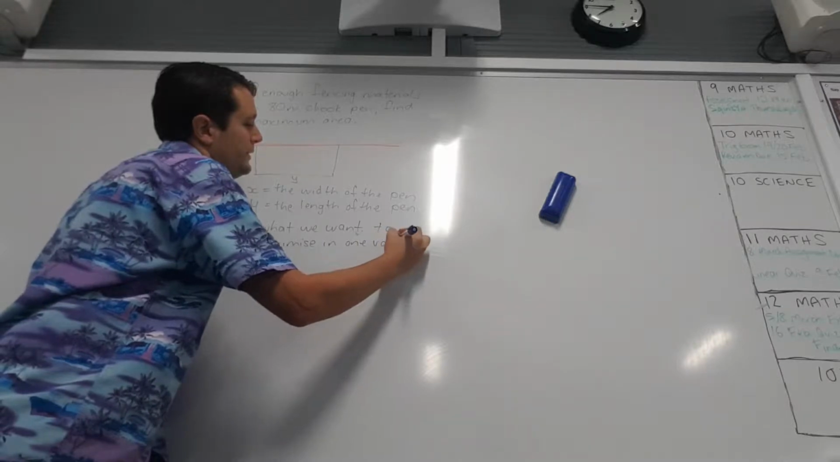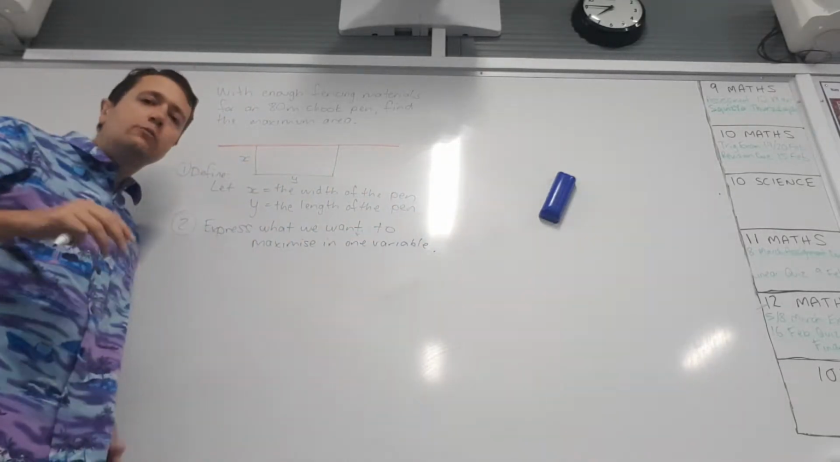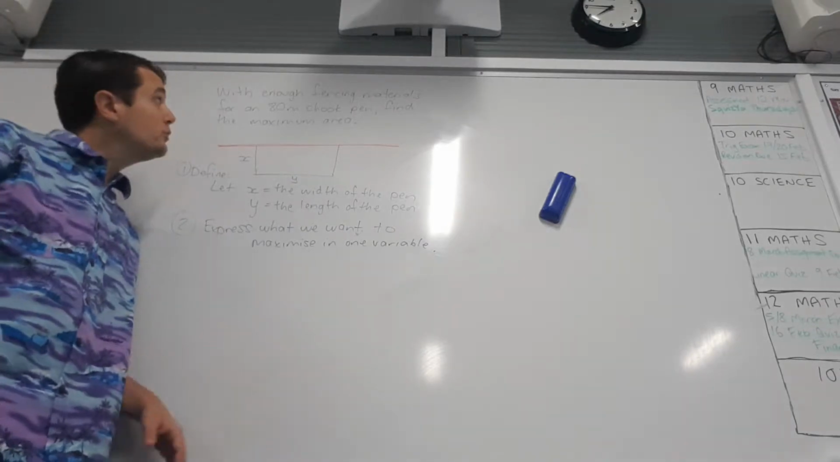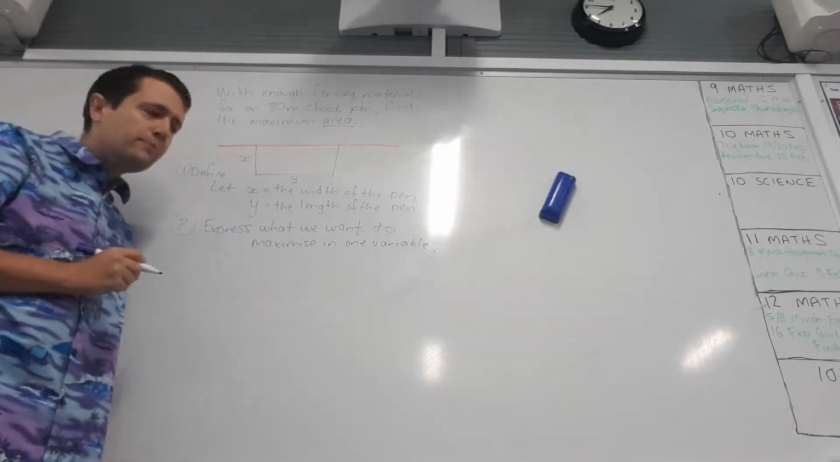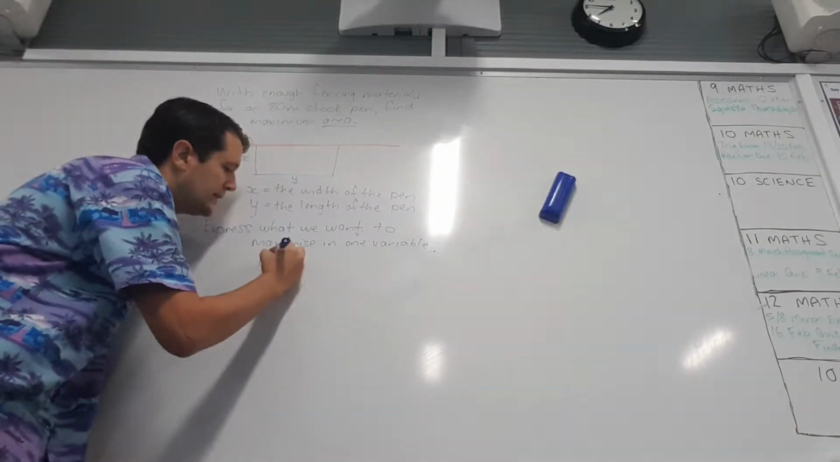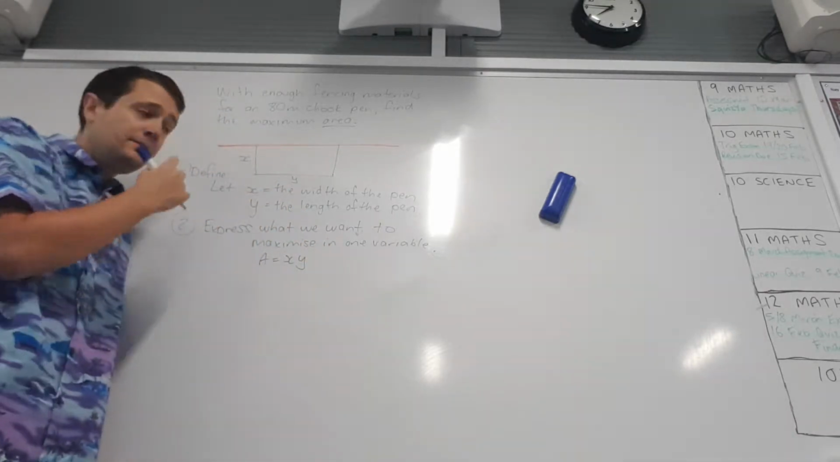Now at the moment, there are two variables up there. We've got x and y. Now what did we want to maximise? The original question. What was it? Area. We want to maximise area. Now normally we'd say area is length times width, which in this case is x times y.